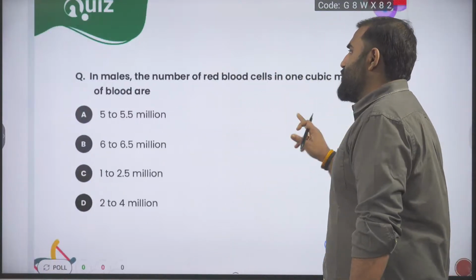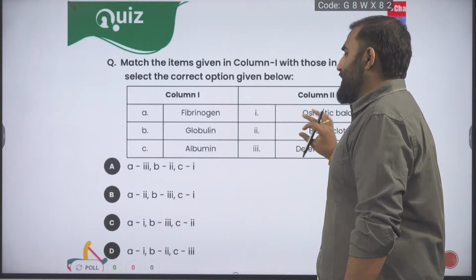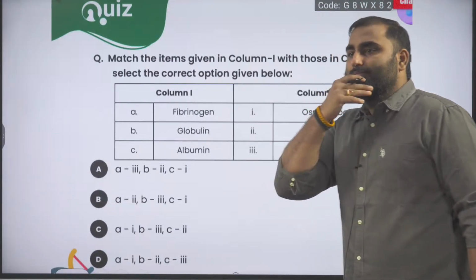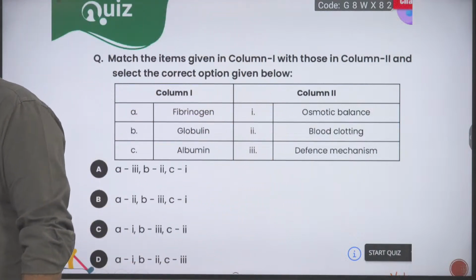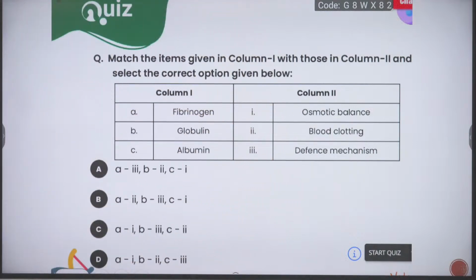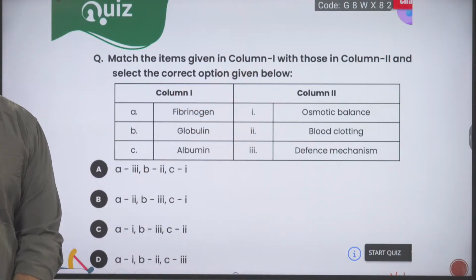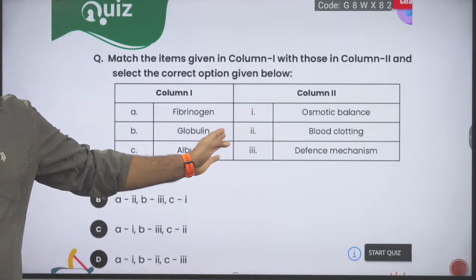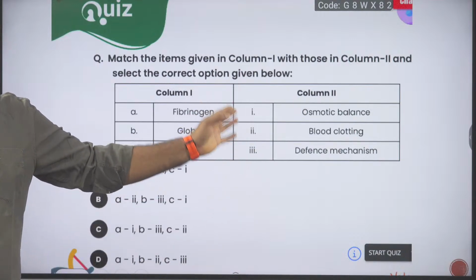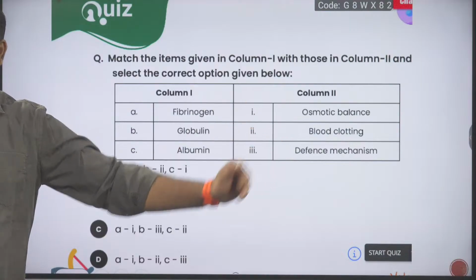Let's quickly do one more question. Match the column. Very important question, guys. Match the items of column 1 with column 2. Fibrinogen, globulin and albumin: these are the plasma proteins and these are their functions. You have to match them with the functions.